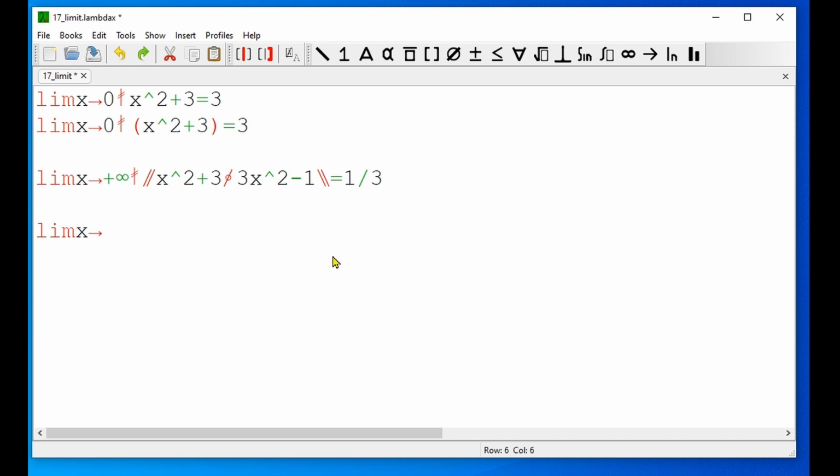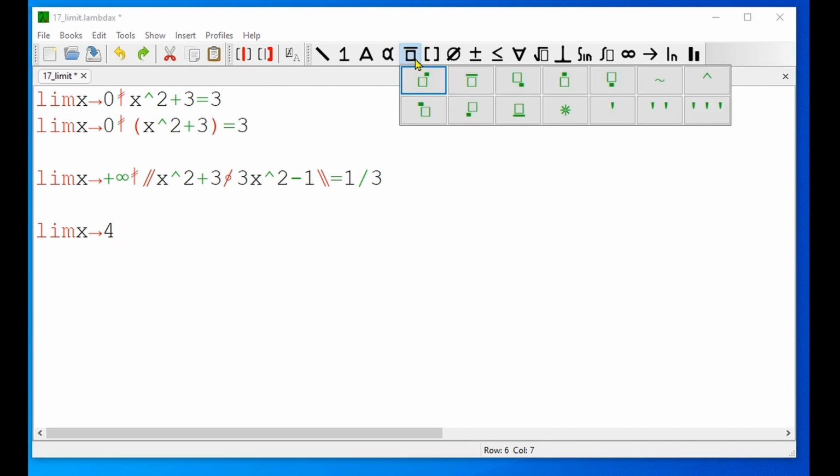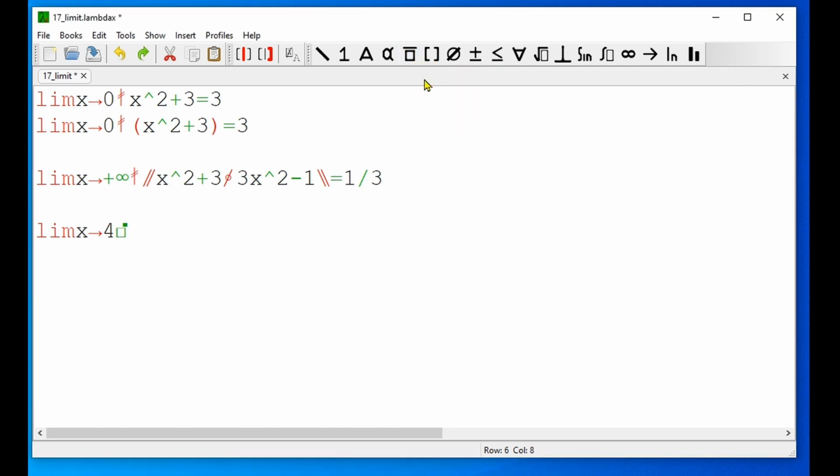Then the number must be entered, the value to which x tends. Let us assume that this number, for example 4, is a right-hand boundary. We can safely insert a superscript with the plus symbol to say that it was a right-hand boundary. At this point, x tends to 4. We have closed the limit structure.